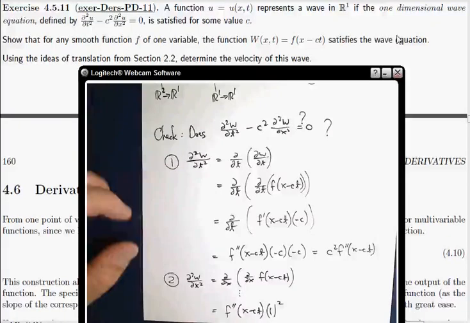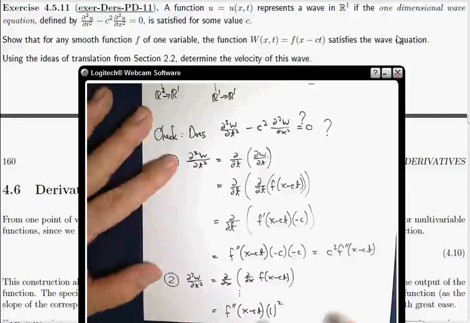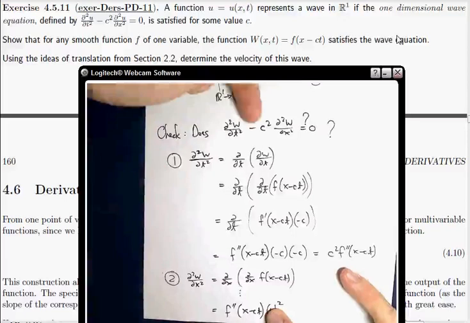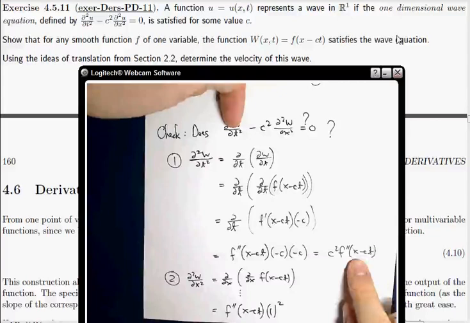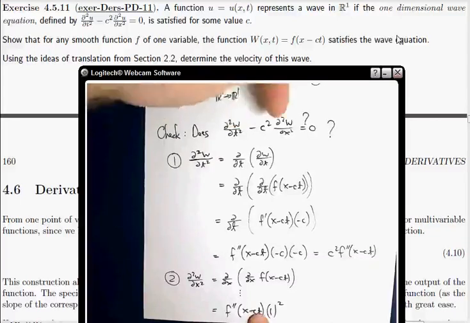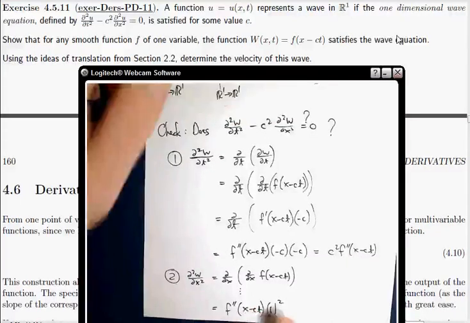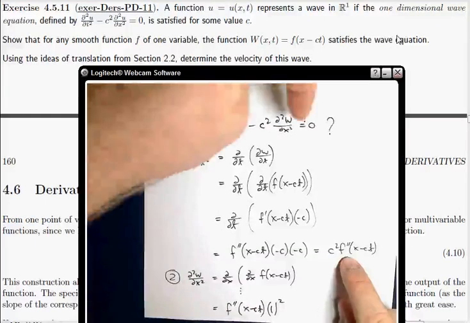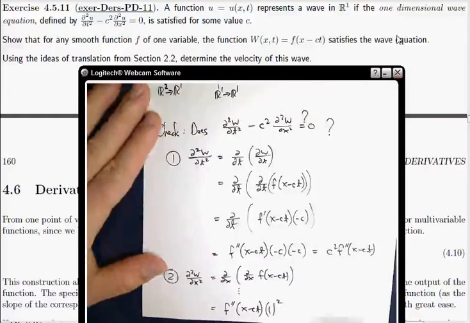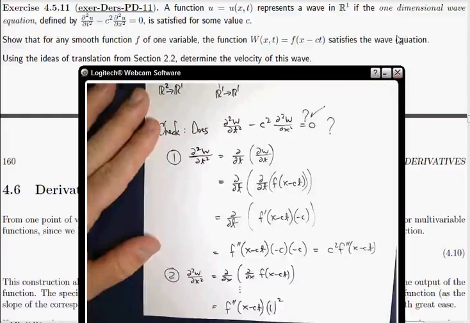Cool. So now taking these two results and plugging into this expression here, I'm going to take this one, and then subtract c squared times that one. And I claim that when you take this and multiply by c squared, it's exactly the same as that, and when you subtract, you do get 0. So check.